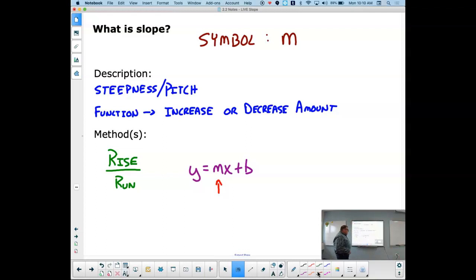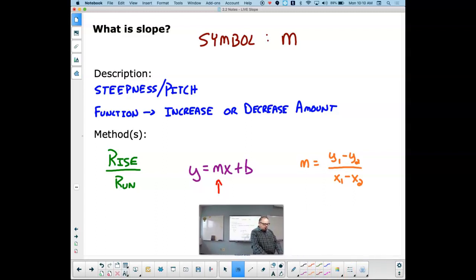Okay? Those are two ways to find it then. But the tried and true method that you're going to probably use, I would say 75% of the time, is you are going to realize that the slope is the subtraction of the y's over the subtraction of the x's. Okay? And the order of the points does not matter.